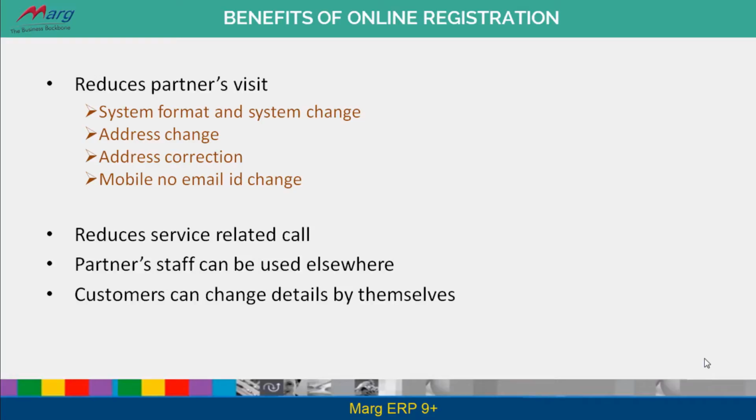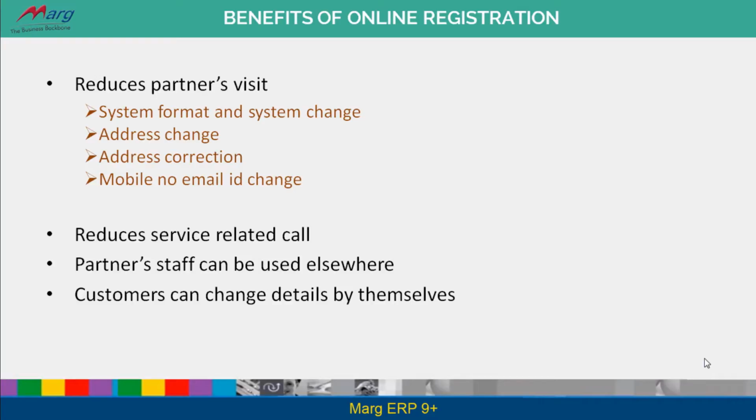In order to complete this process, the partner has to visit the customer approximately 2 to 3 times. If some partner has 500 customers, then that partner will have to do minimum 50 visits to one customer for this same process, which is very time consuming and hectic. So through online registration, this process can very easily be completed.